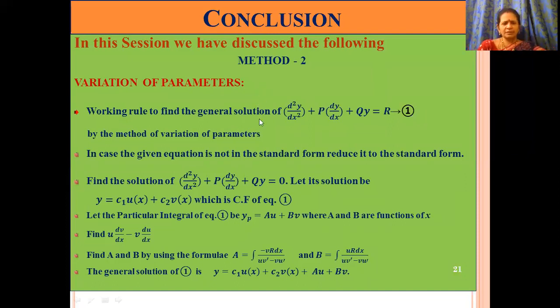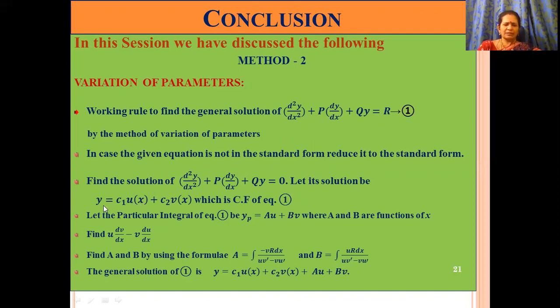With this, I am going to conclude this lesson. In this session, what we have discussed, let us recollect all the things. In this session, we have discussed the method of variation of parameters and the working rule to find the general solution of this equation by the method of variation of parameters. In case the given equation is not in the standard form, first of all, reduce it to the standard form. After that, find the solution of this equation.